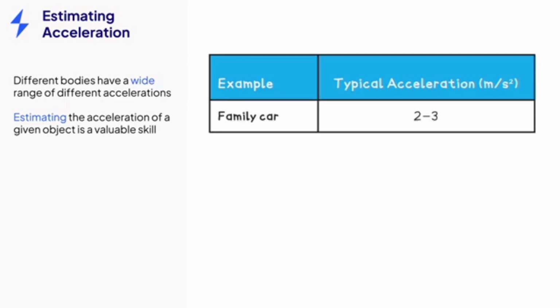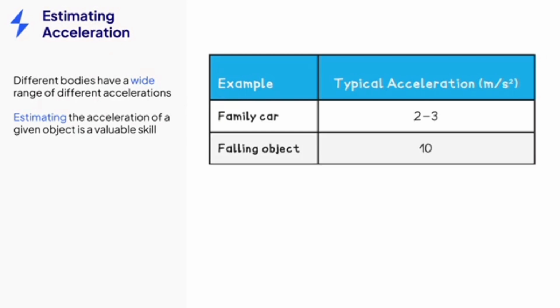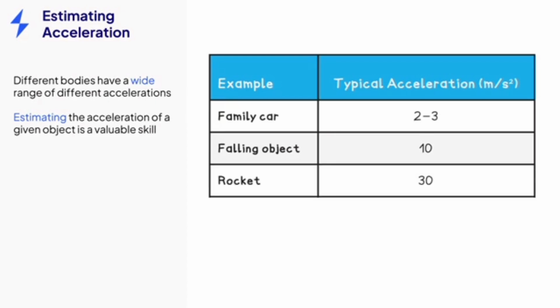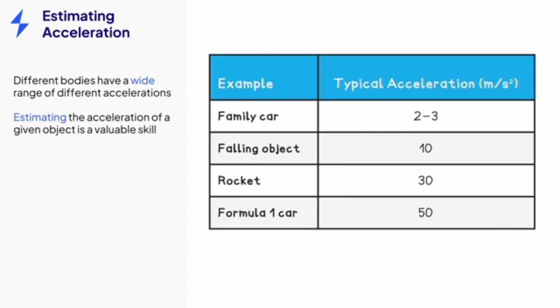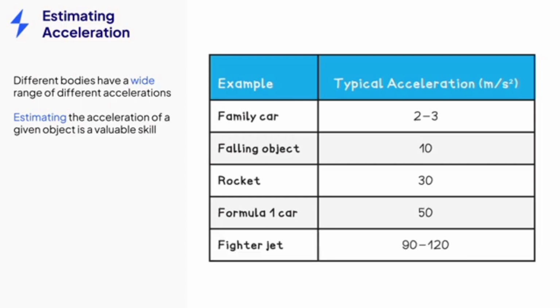A car has an acceleration of 2 to 3 meters per second squared, if driven sensibly. A falling object has an acceleration of roughly 10 meters per second squared. A rocket has an acceleration of 30 meters per second squared. A Formula 1 car is around 50 meters per second squared. And to achieve accelerations of above 100 meters per second squared, you would need to be in a fighter jet.